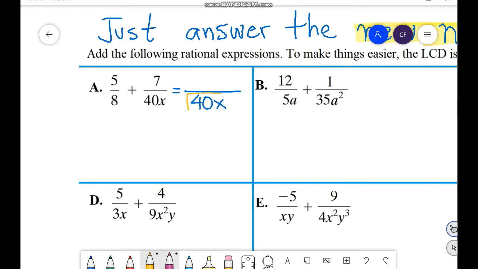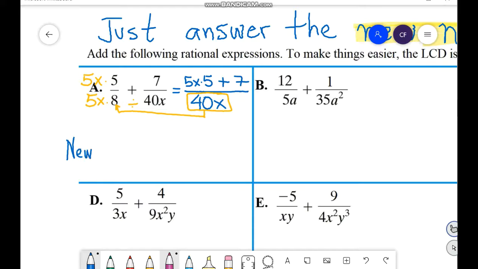What we're going to do? Divide the new denominator by the old one. 40x divided by 8 is 5x. So multiply 5x on the bottom and on the top. And then you have 5x times 5 plus, and here 7. The new numerator is equals 5x times 5, 25, x plus 7. Okay?